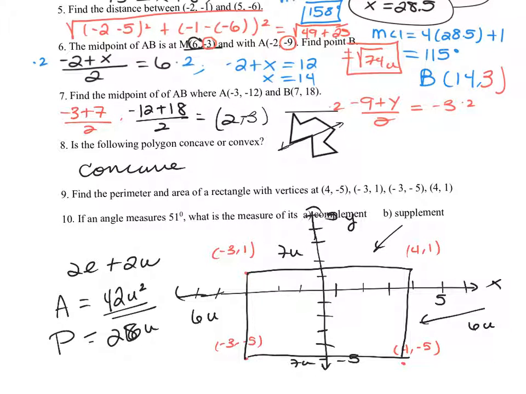Okay. Number 10. It says one angle is 51 degrees. What's its complement? When it asks for a complement, what's it want you to do? Subtract it from what? 90. So that's all you have to do. So take 90 minus 51, and you get 39 degrees. Okay, supplement, you have to subtract it from what? 180, so take 180 minus 51, and then you get the measure of its supplement. It should be 129, I believe.